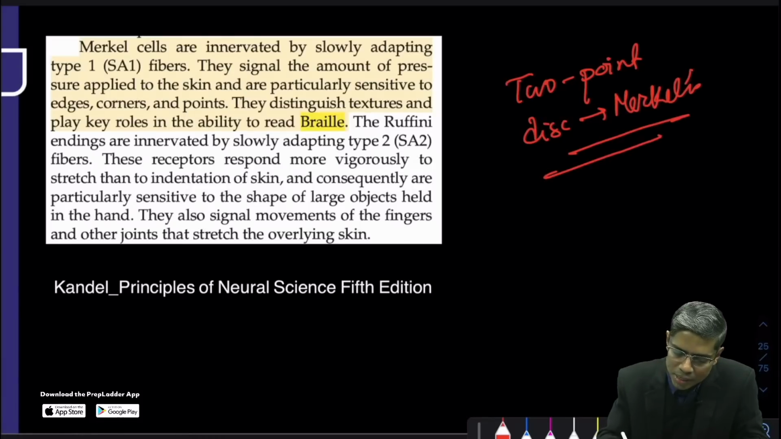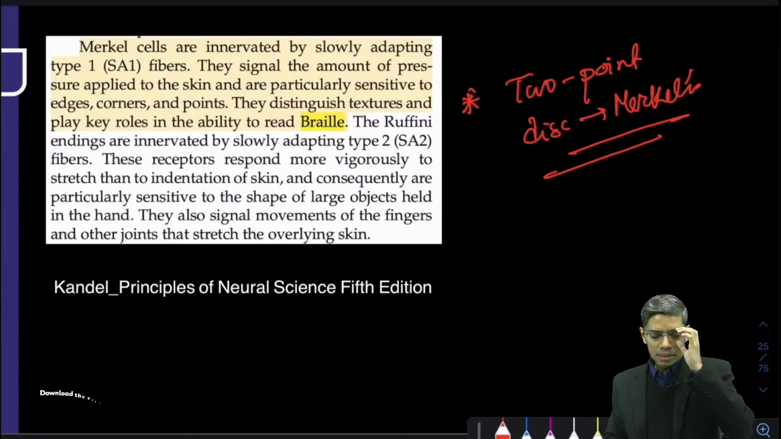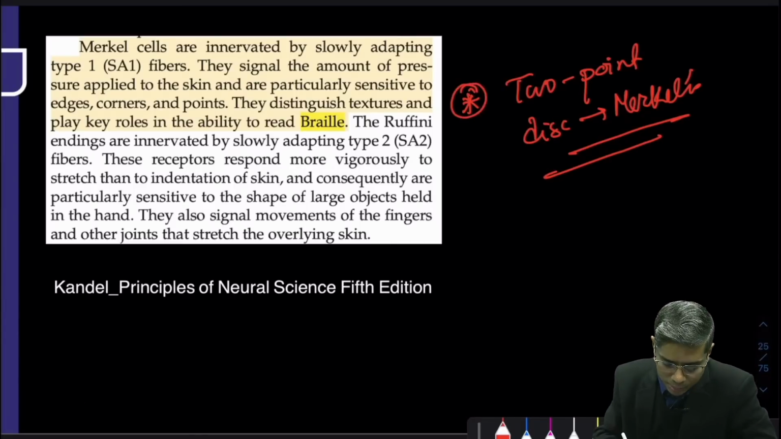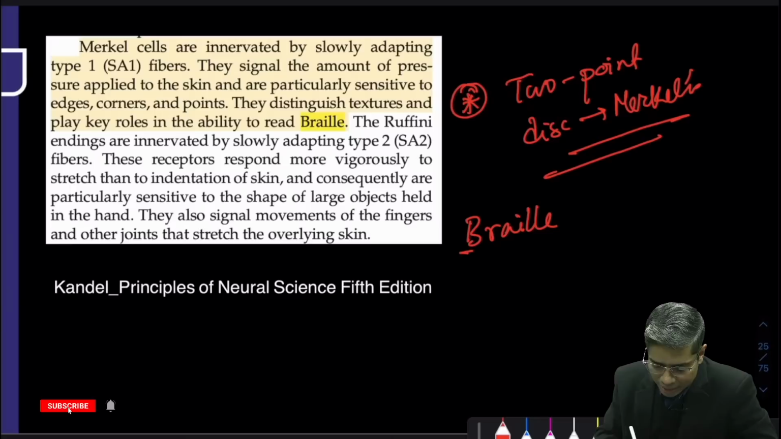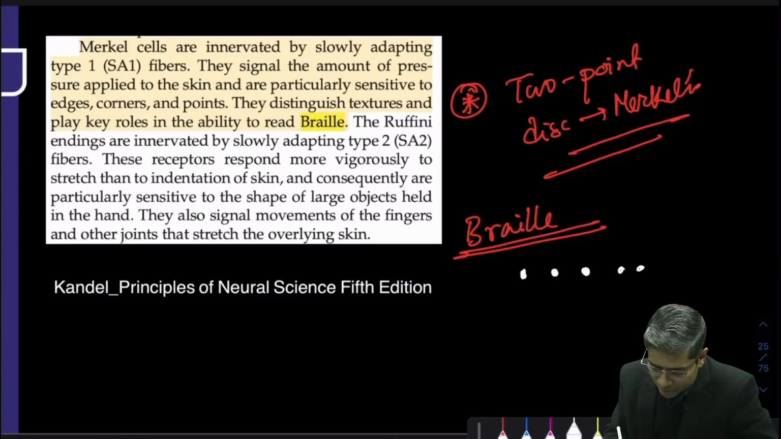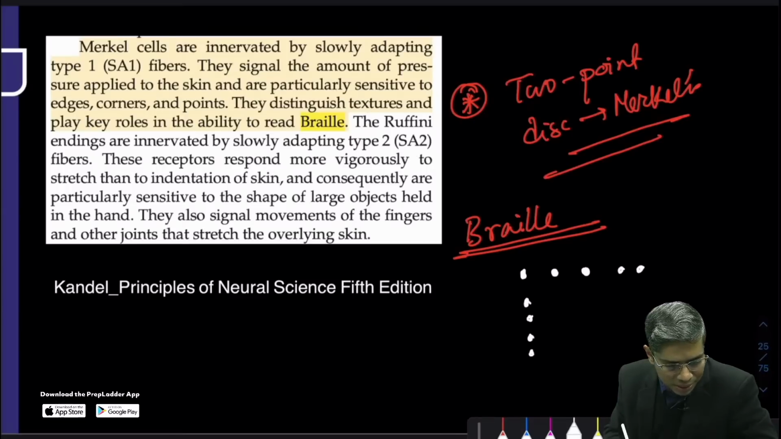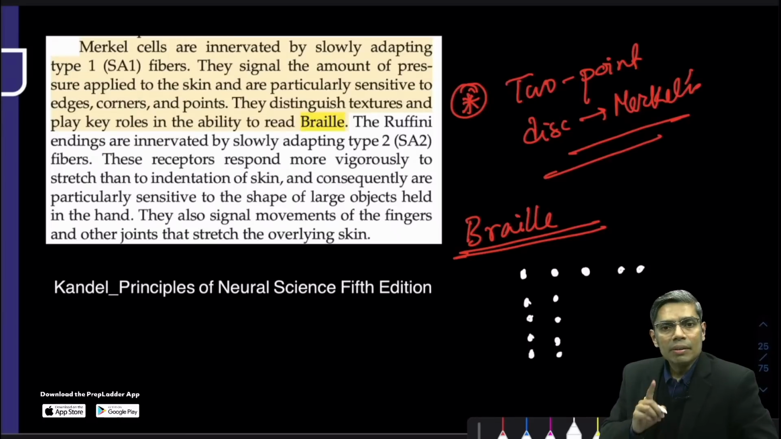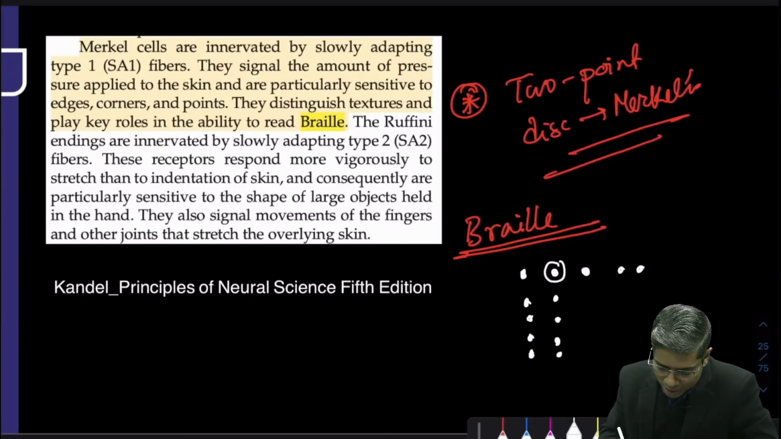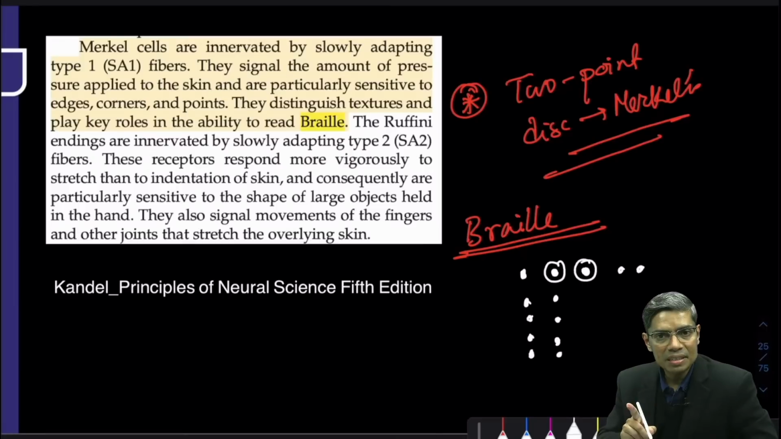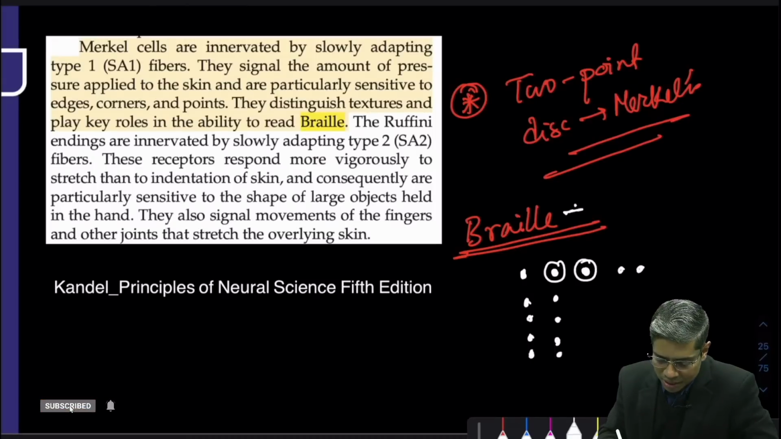Am I clear? Because of the same reason, the reading of Braille, there is a confusing area. The Braille reading is also best done by Merkel's. So Braille, B-R-A-I-L-L-E. What do you know? The Braille contains dots like this, okay, in different directions, right? So first you have to perceive this dot as a separate one. The best receptor for perceiving the dot point is the Merkel's. So that's why the best receptor for reading Braille is Merkel's.